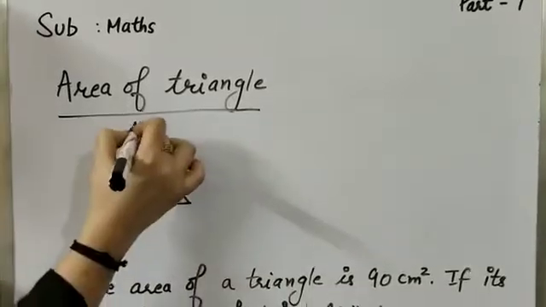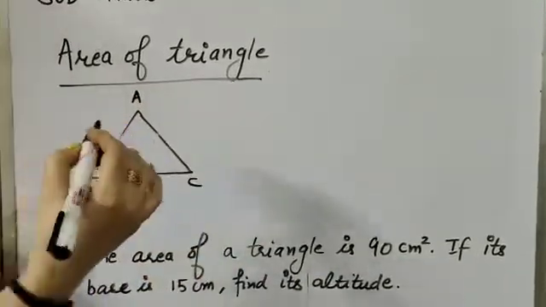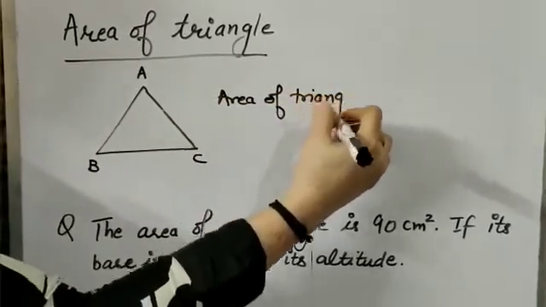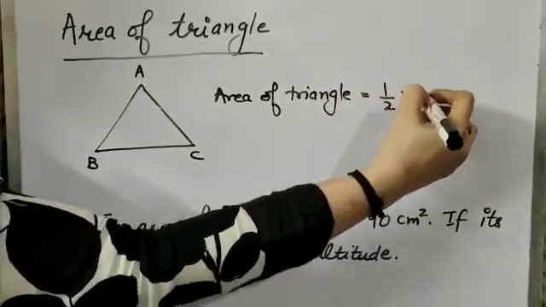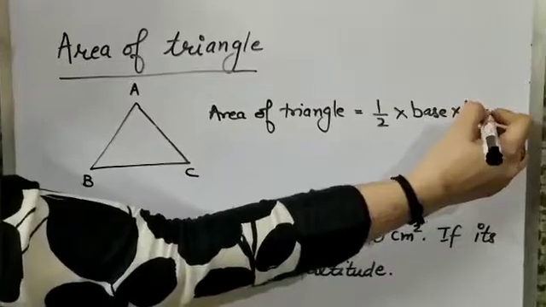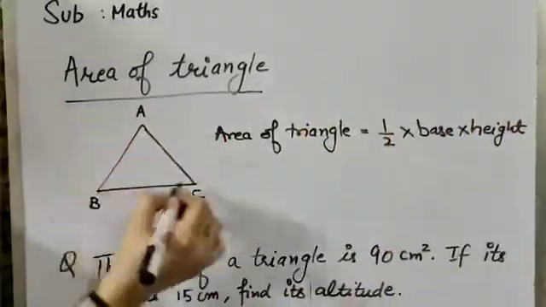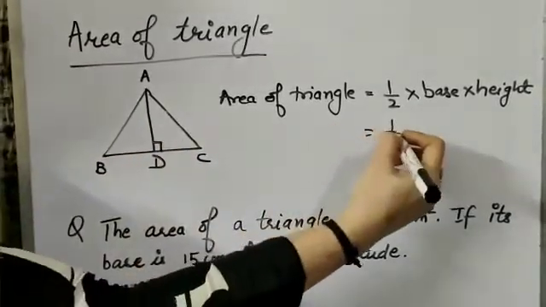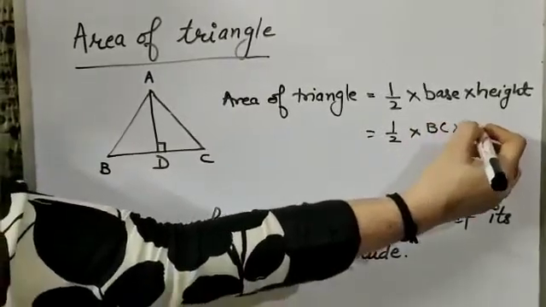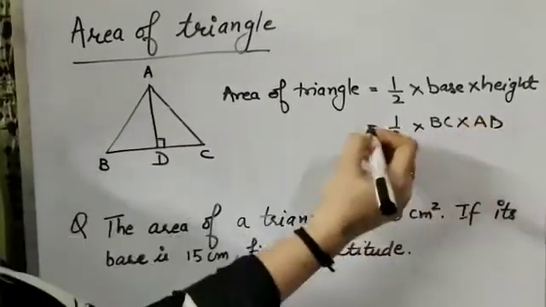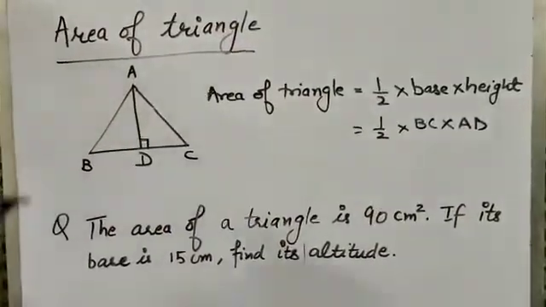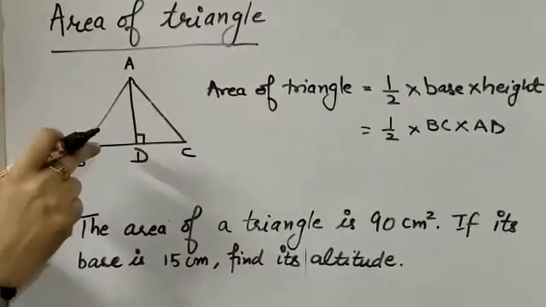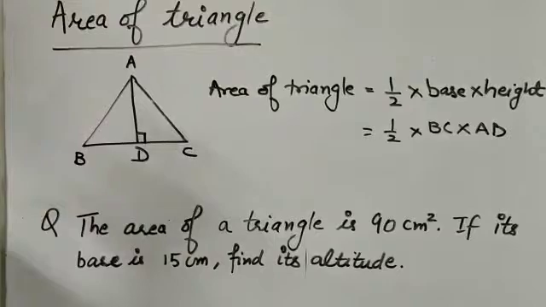This is a triangle ABC, and we have already discussed that the area of the triangle is equal to half into base into height. If BC is the base and AD is the height, then the area of this triangle is half into base, that is BC, into length AD. That will be the area of the triangle. As we did in our previous e-lecture, the area of a parallelogram is base into height. So the area of the triangle is half of the area of the parallelogram with the same base and height.